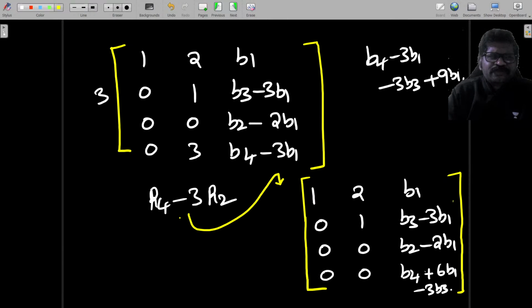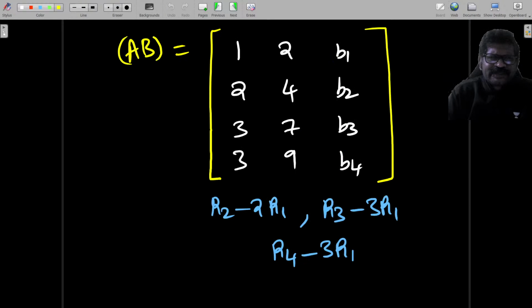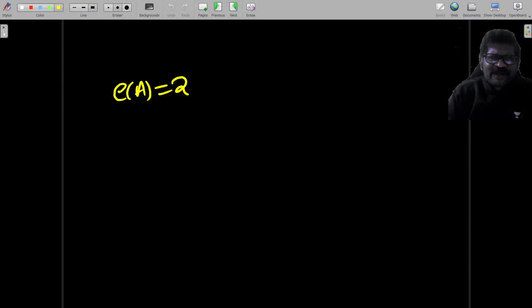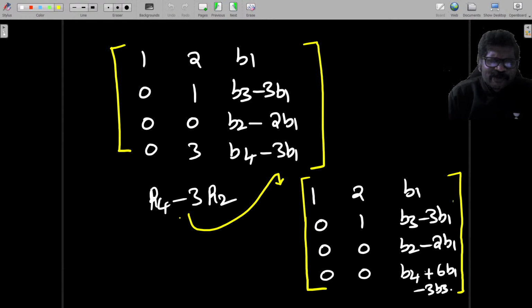Now it is in echelon form clearly, but the rank of A is 2. Here the rank of A is 2. How many variables do you have in the system? x1, x2. The number of variables is 2. The rank of A is 2.